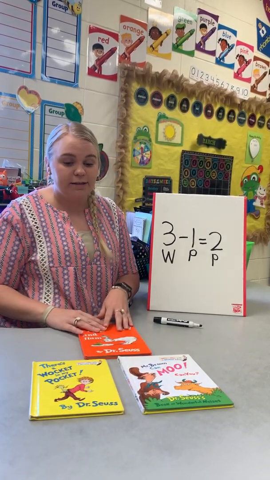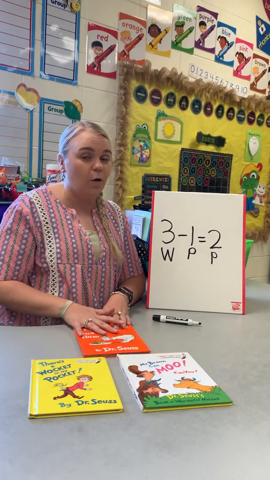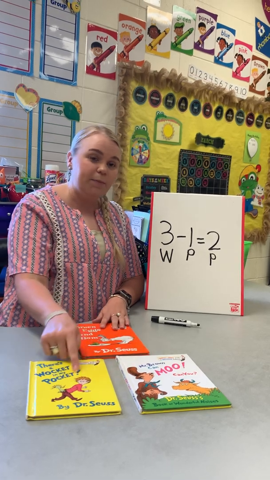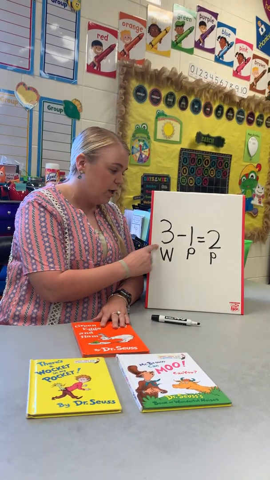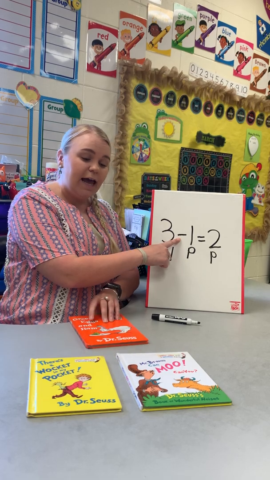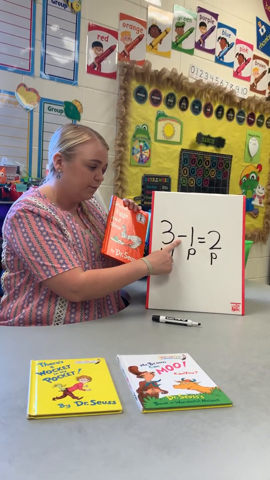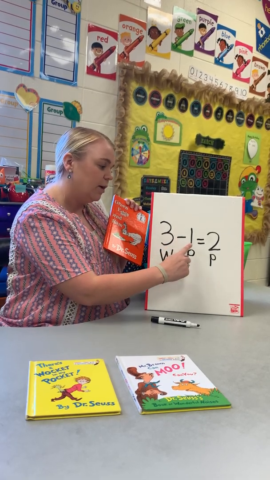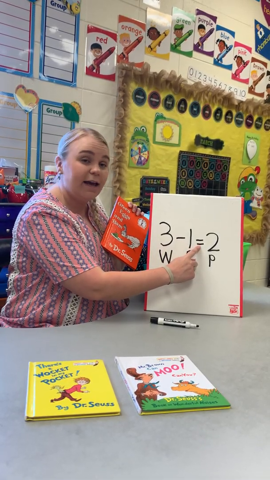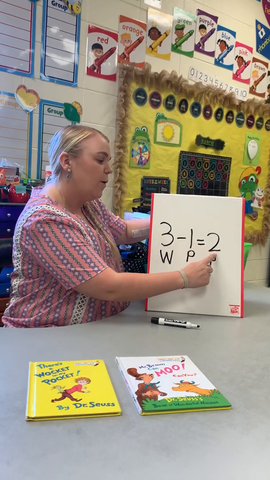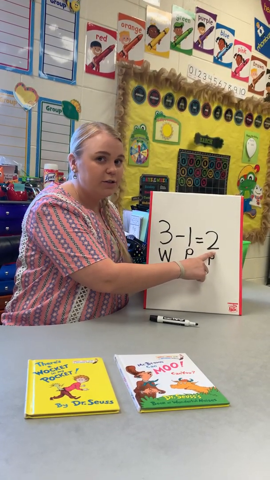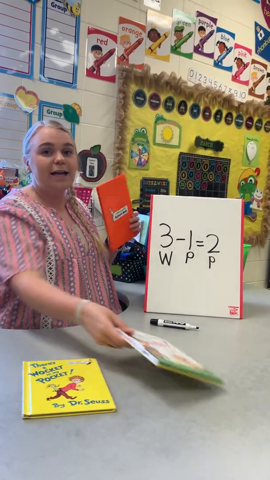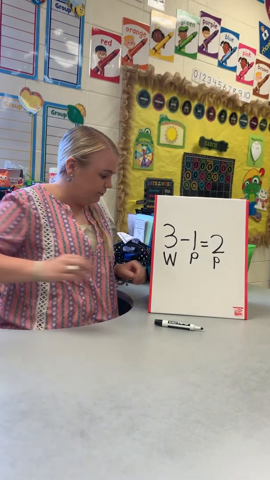If we put the parts together, we would make the whole. That's how many we had to start with. So I have 3 books, which is my whole. I took away a part. How many books did I take away? 1. That's right. 3 take away 1 equals my other part. What is my other part? 2. 2 books are left. Let's do another problem.